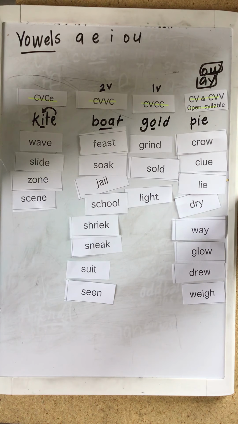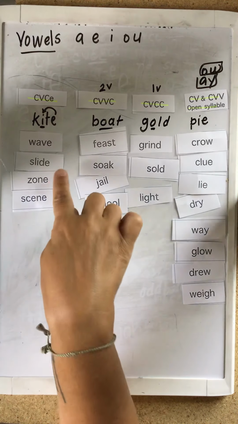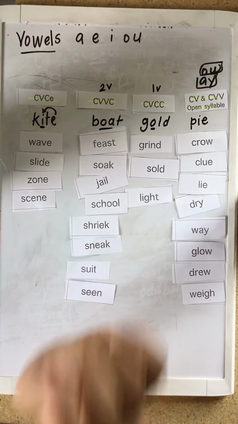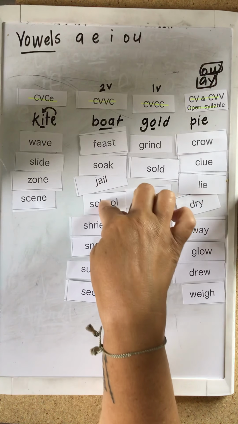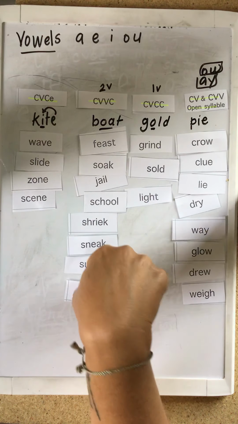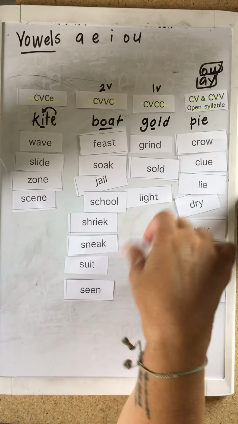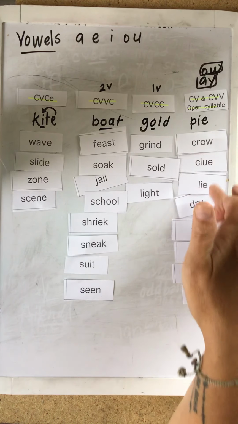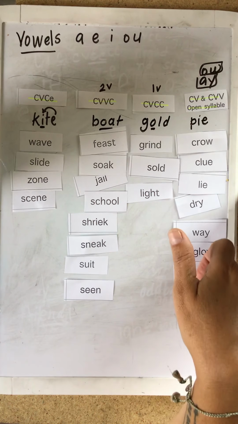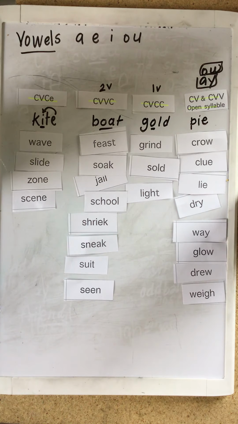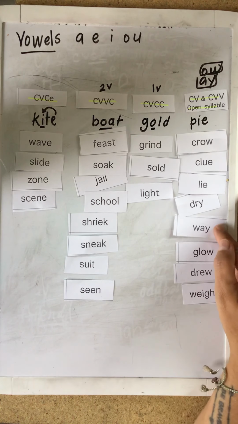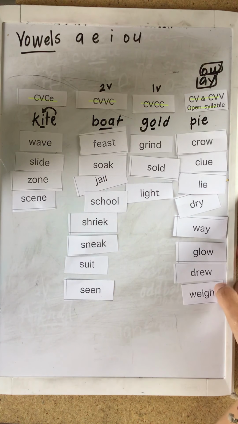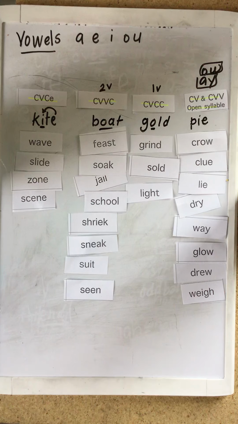When you're all finished, go ahead and read that. Wave, slide, zone, scene, and that's like a scene in a movie. Feast, soak, jail, school, shriek, sneak, suit, scene. Like I saw something in the past. Grind, sold, light. Crow, clue, lie, dry. Way, glow, drew, way. So again, this is like along the way, and this is how heavy something is. What does it weigh? So this sort is a super challenge this week.